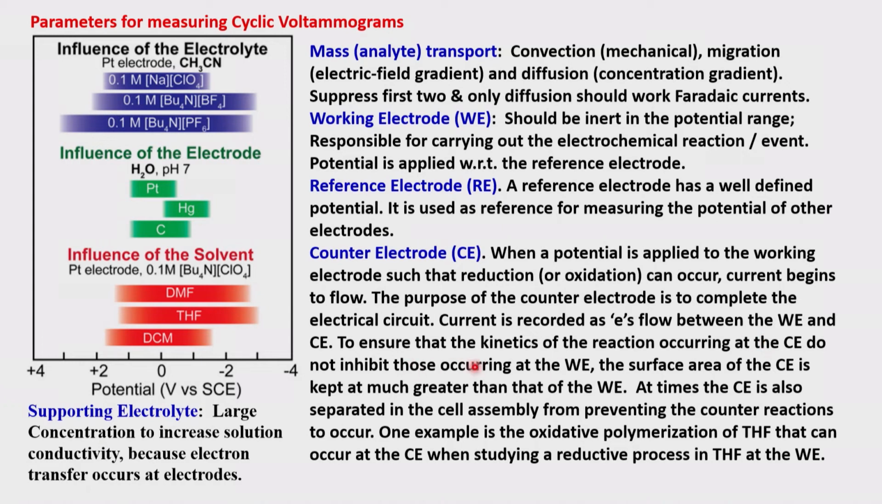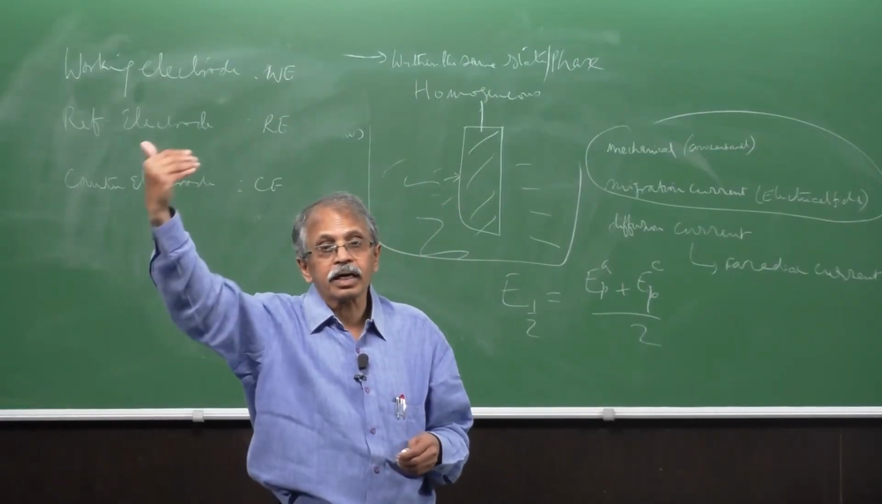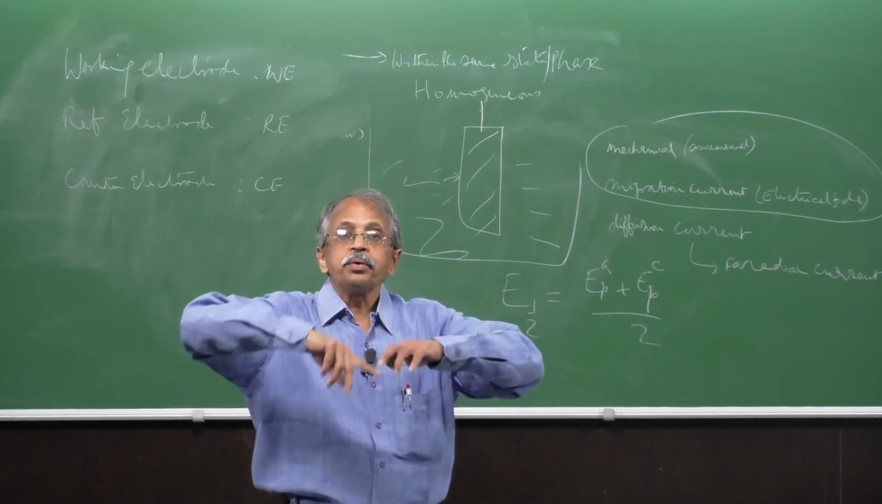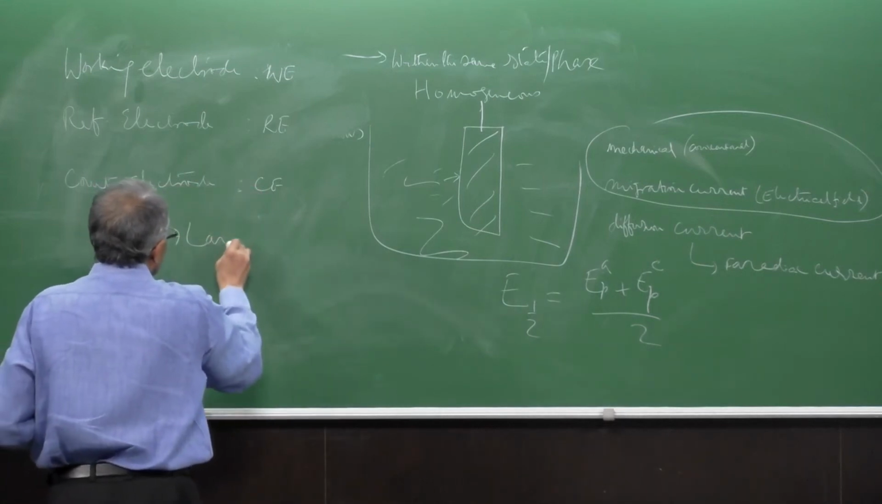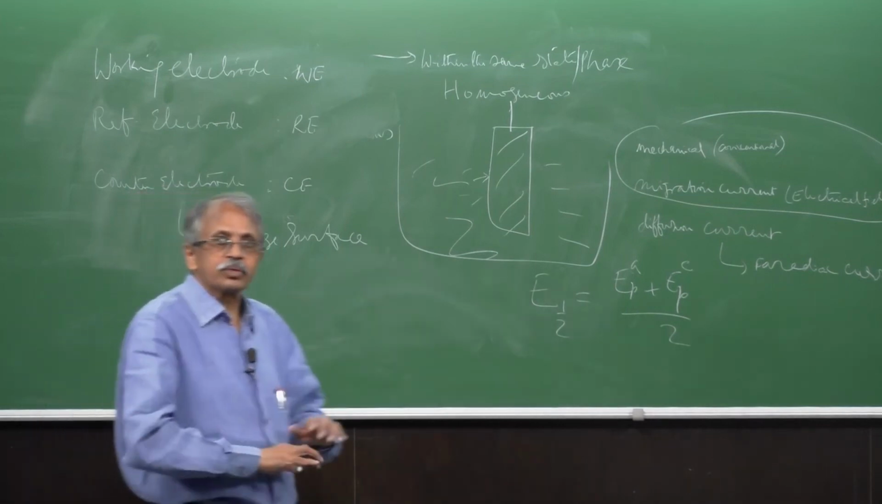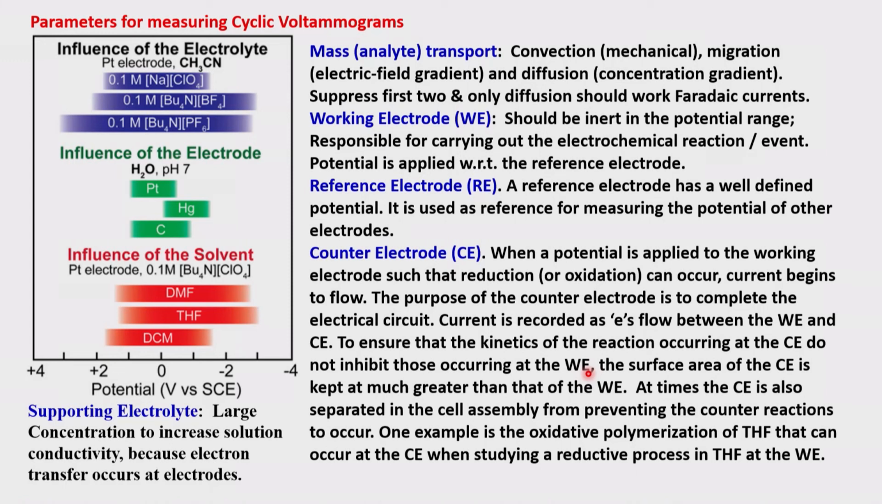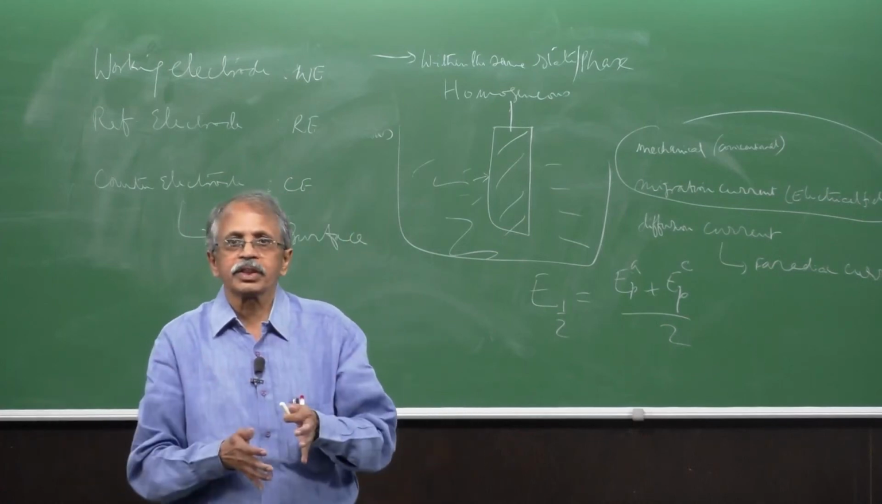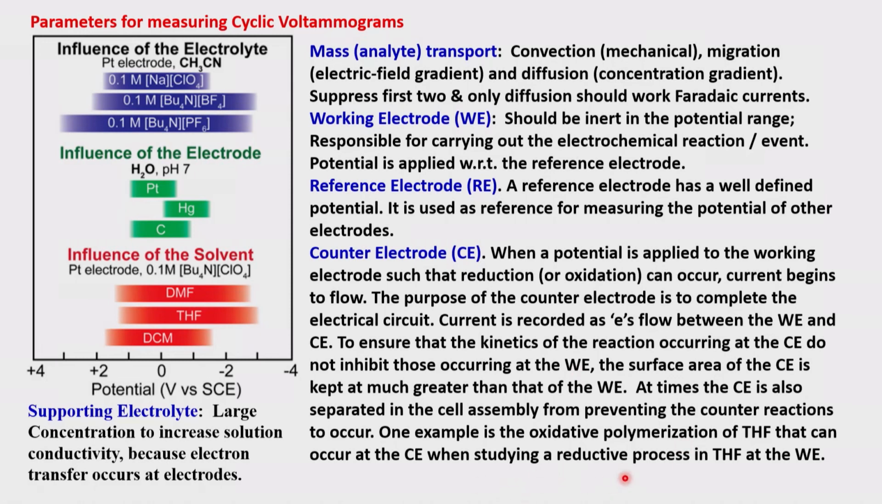Any kinetic reactions that occur at the counter electrode should not inhibit the reactions that are occurring at the working electrode. So, what do you do? Use a huge surface area of the counter electrode, a large surface area, so that all the currents are absorbed there. It will not affect the kinetics happening at the working electrode. There are some exceptions where we have to keep the counter electrode outside the compartment, but in most cases you can keep it inside. Some examples are given here, in the polymerization reaction, etc.